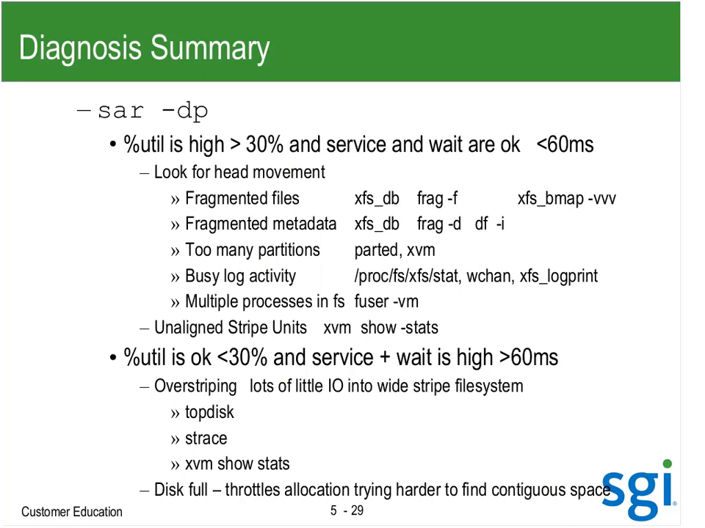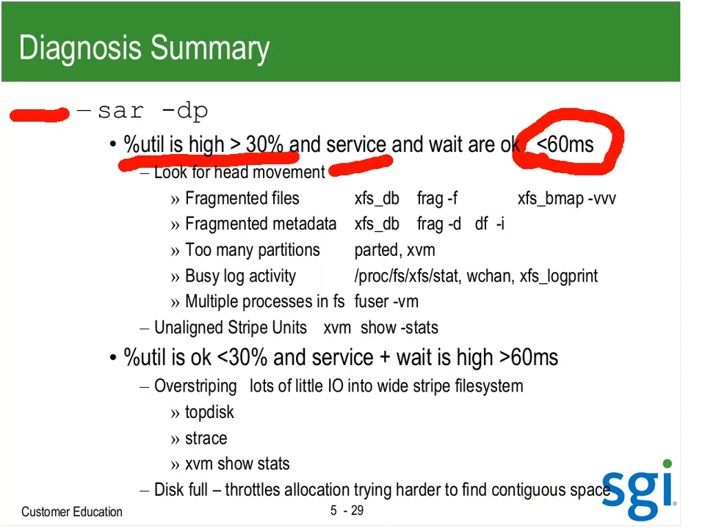So here's my basic summary. With sar, if my CPU or if my disk busy is high, greater than 30%, but my service and waits are less than 60, then I primarily look for head movement. Head thrashing is going to keep the drive busy without affecting the service and the waits. So, things that cause head movement: fragmented files. xfs_db has a frag -f command, and I can do an xfs_bmap with 3 v's on it to look at a particular file to see how it's placed.